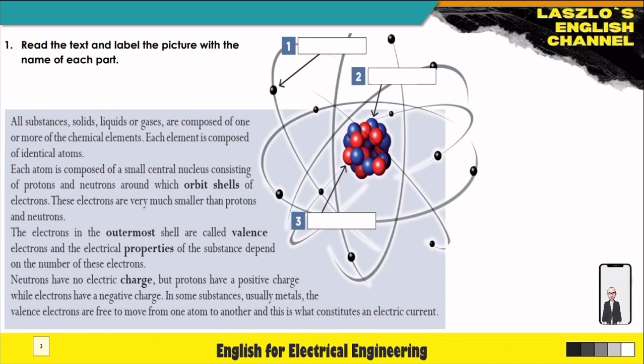Now our first task is to label the picture with the name of each part. Number 1 is the electron. Number 2, hopefully you guessed right, is the proton. And then number 3 will be the neutron.